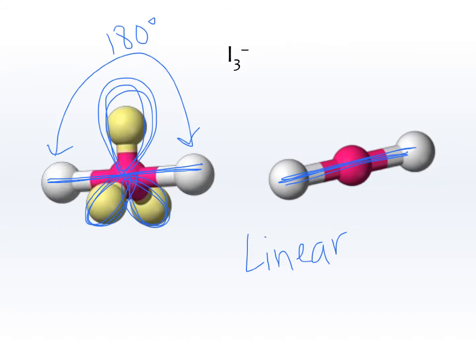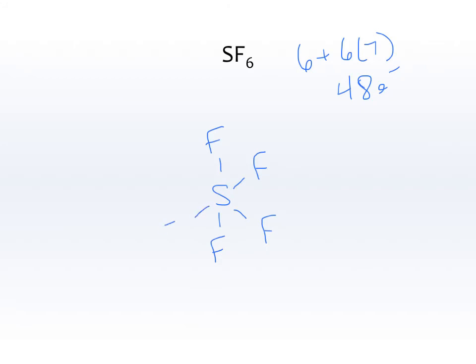Okay, let's look at the next one. Now we're going to have 6 things around the central atom. Sulfur has 6 plus 6 fluorines times 7. So 6 times 7 is 42, plus another 6 is 48. Okay, sulfur with 6 fluorines around it. Make sure you leave enough room for all those dots.